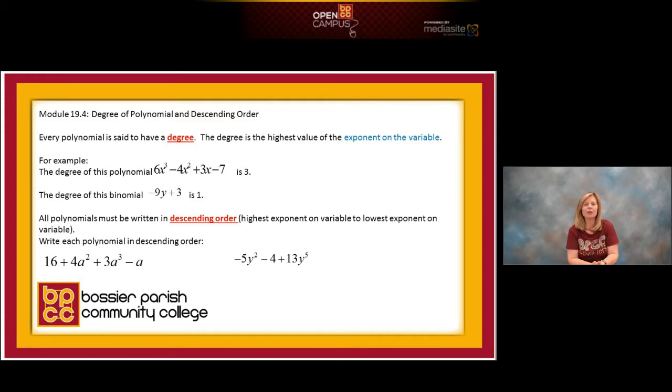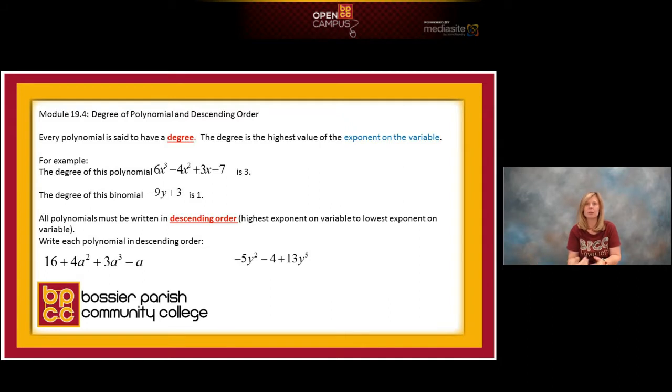So when we write a polynomial in descending order, we want to start with the largest exponent to the smallest exponent. So again, if you look at my example up at the top, 6x cubed minus 4x squared plus 3x minus 7. That is written correctly. It is in descending order. The exponent starts with a 3, then goes to a 2, then goes to a 1. And that's what we want.